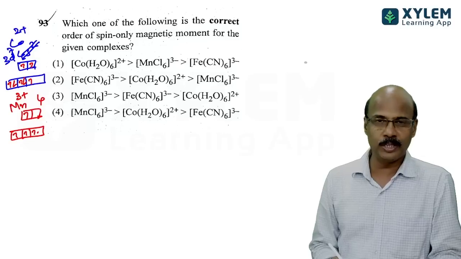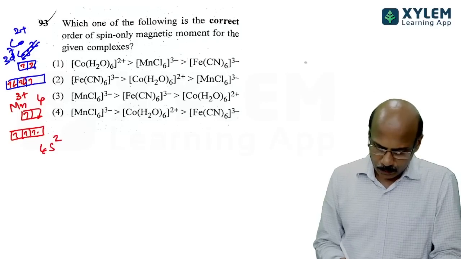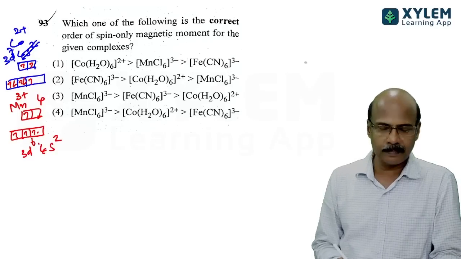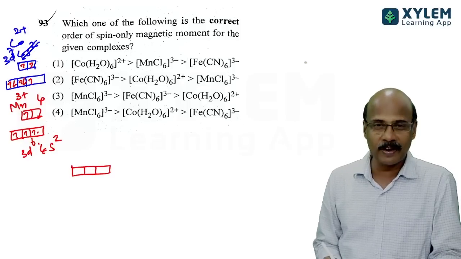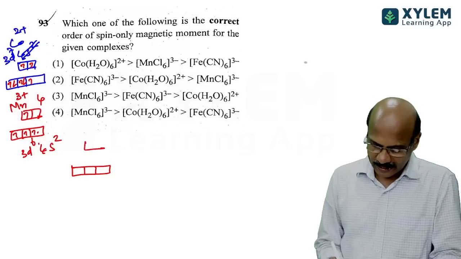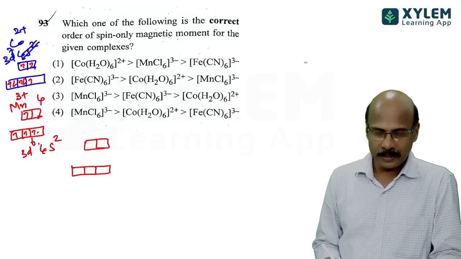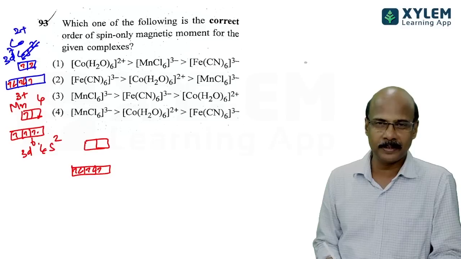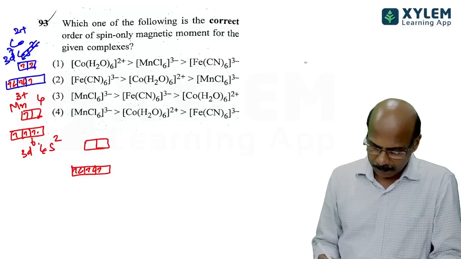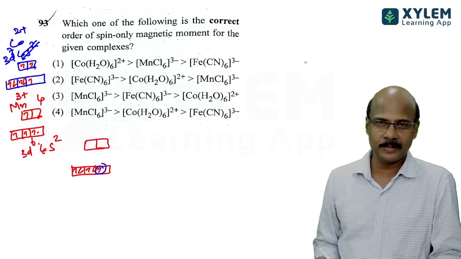Now Fe3+. Iron, you know, 4s2 3d6. Fe3+ actually has 3d5. But there are no 5 unpaired electrons because cyanide is a strong ligand. Therefore, the 5 electrons occupy the t2g level. There is only one unpaired electron in this case.